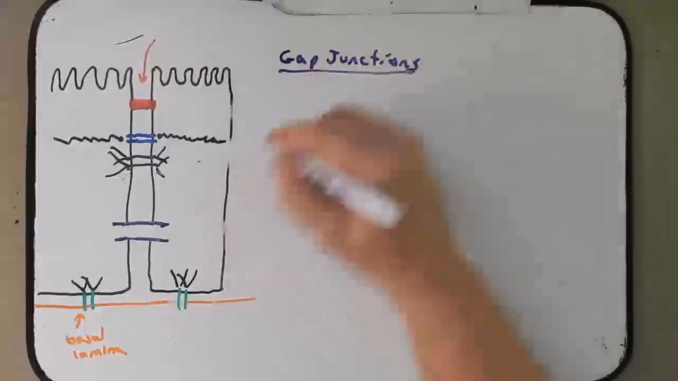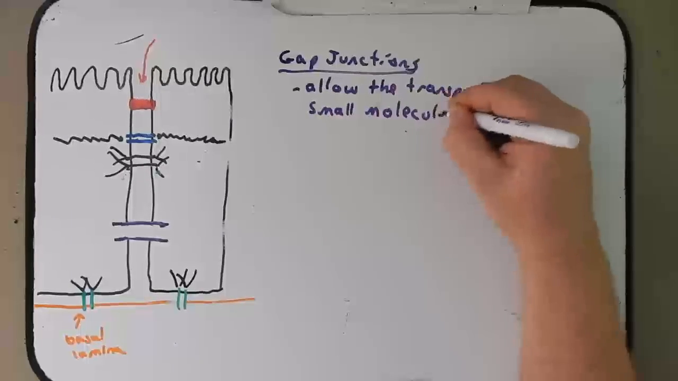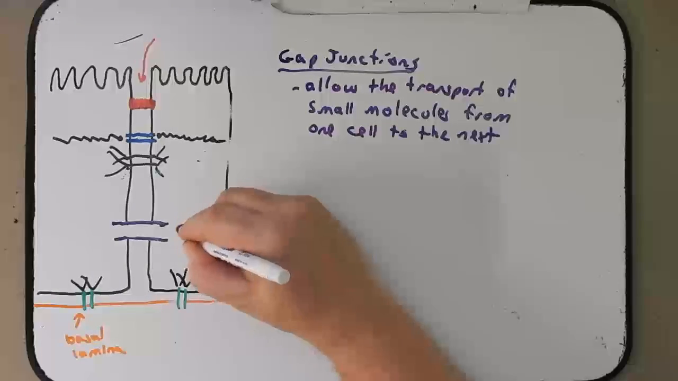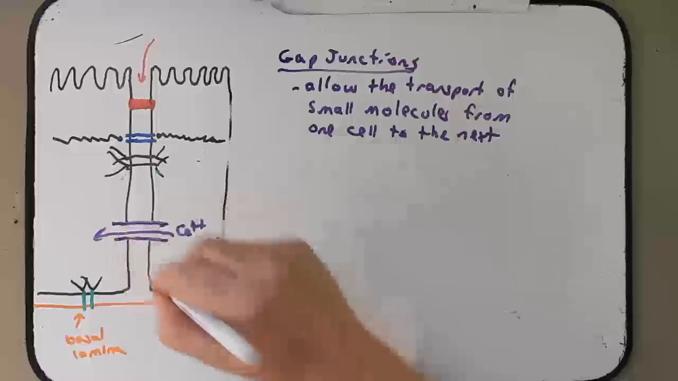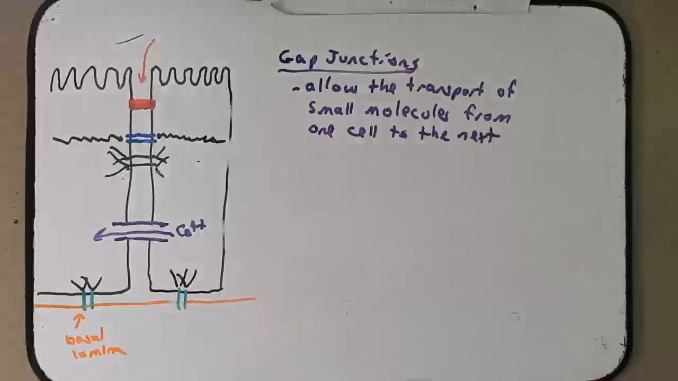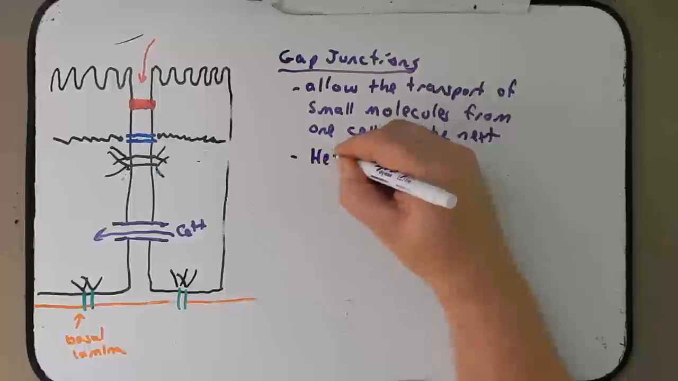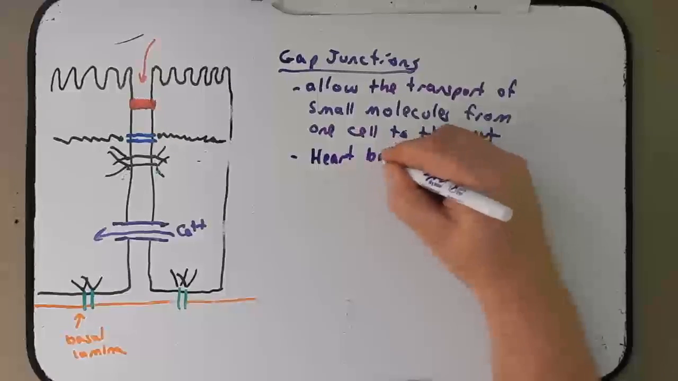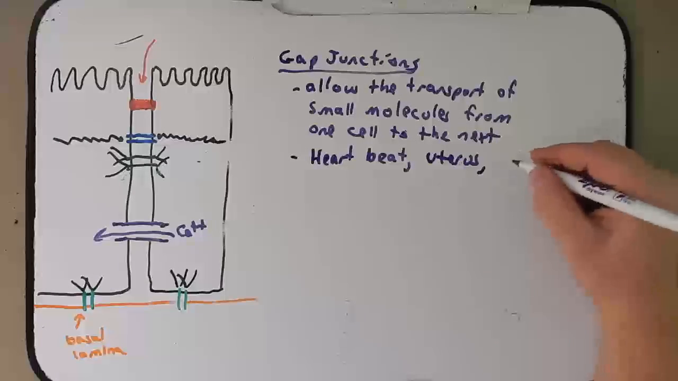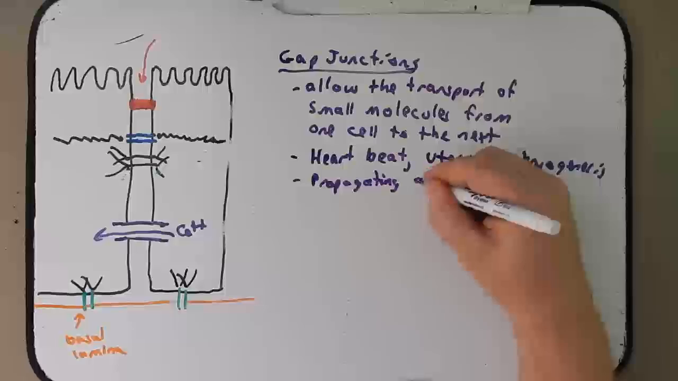Gap junctions allow the transport of small molecules from one cell to the next. Molecules like calcium can move through here. It's a fairly small diameter, so you're not going to get large proteins going through, but very small molecules can go through. These are important in establishing that rhythm of muscle contraction for your heartbeat, the rhythm and contraction necessary in the uterus during childbirth, some coordinated behavior that's necessary during embryogenesis. It's important in propagating a nerve signal.